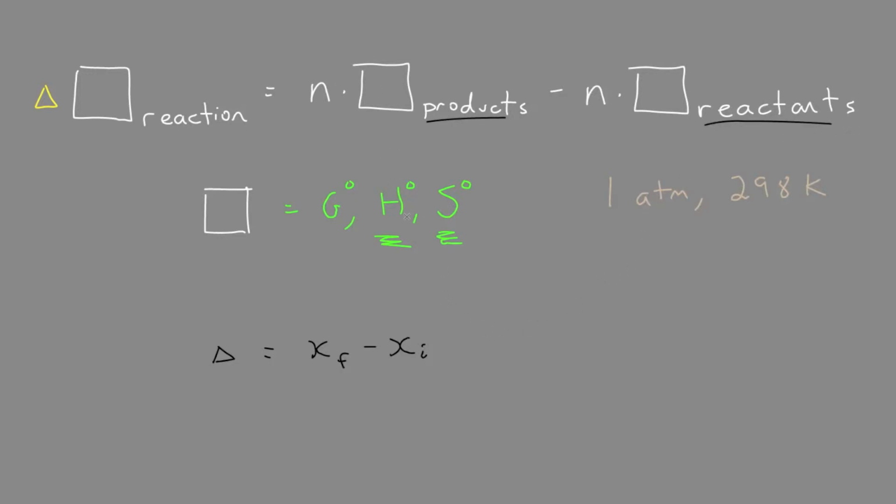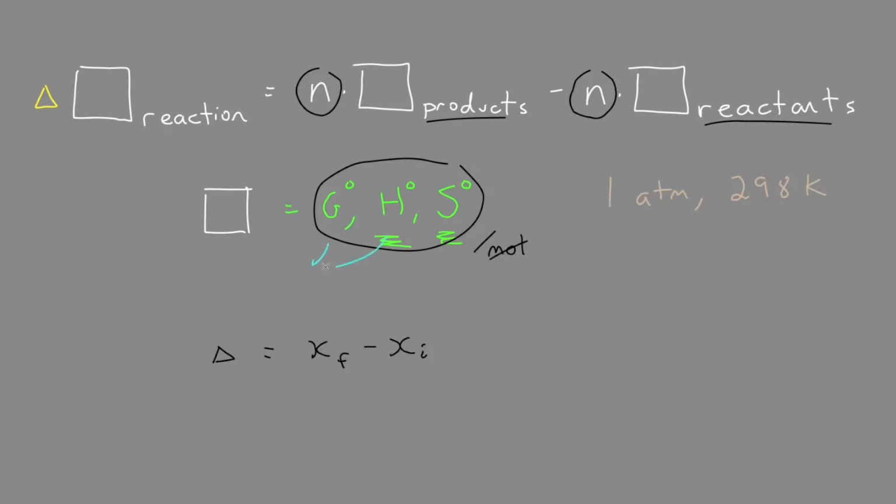We are typically given molar values. These values are per mole. When we multiply by the moles, this actually cancels and it gives us just the value in kilojoules or joules per Kelvin, depending on the quantity we're working with. So let's talk about the units.